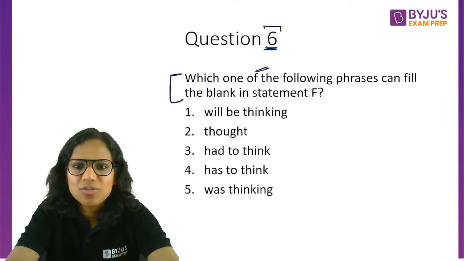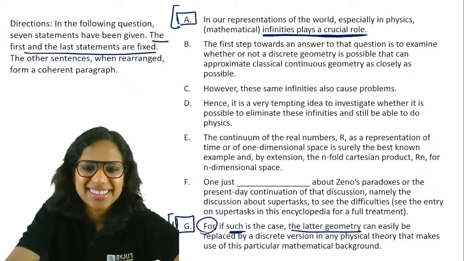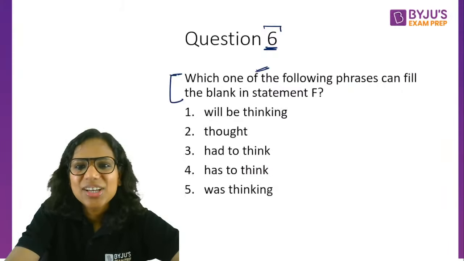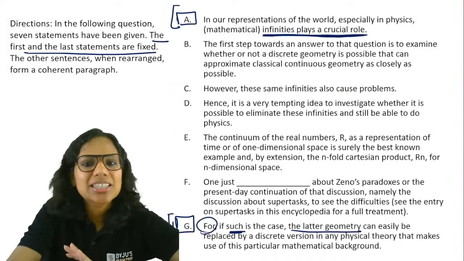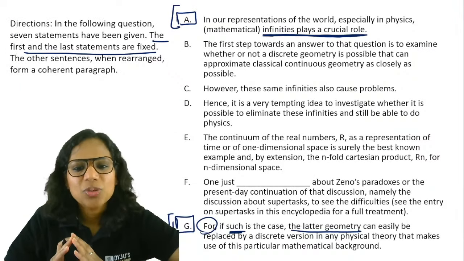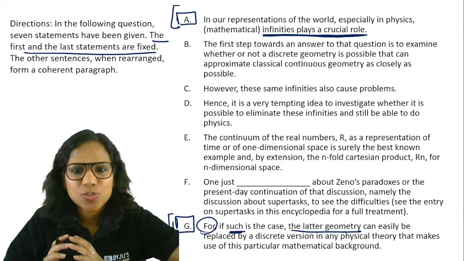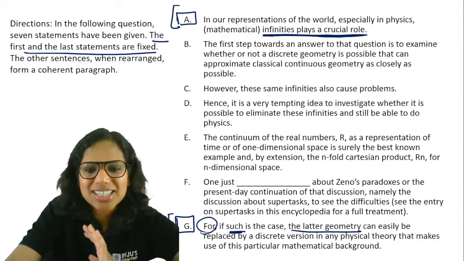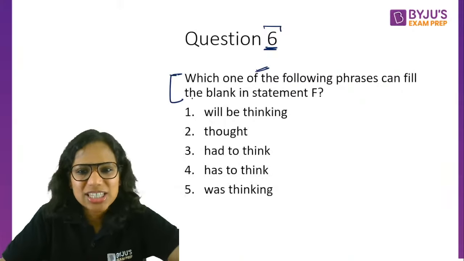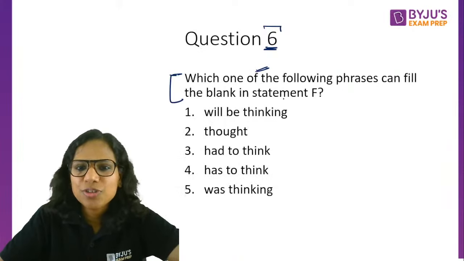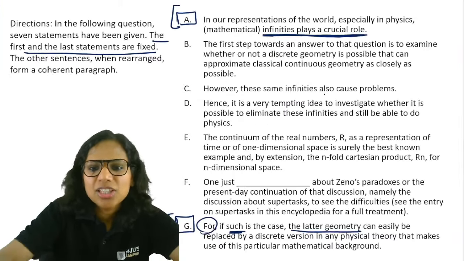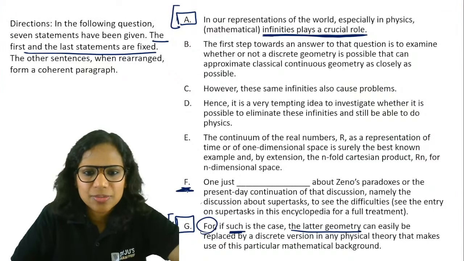Okay, so I have got some responses also. Let's see. So let's look at the sixth question first, right? We will solve the parajumble also, but let's first look at the sixth question. It seems interesting and easy. Which one of the following phrases can fill the blank in statement F? Okay, so statement F has a blank.